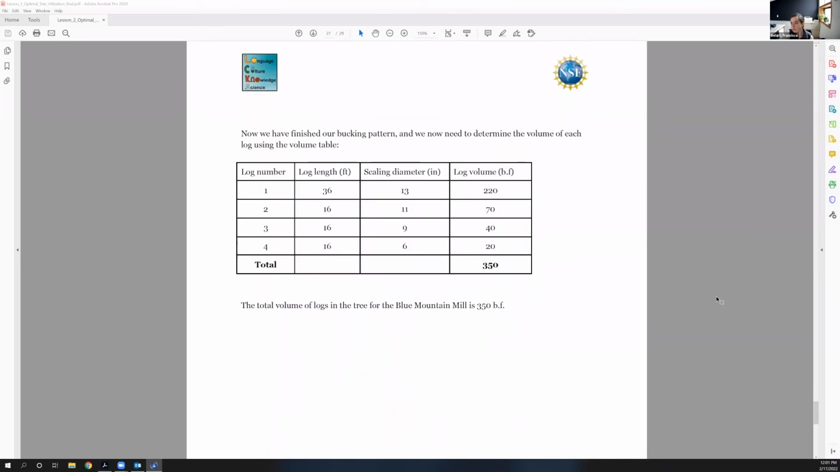So at the very end, we have a table that is summarizing all 4 logs in this particular tree for this particular mill. So we have that the first log on the bottom was a 36-foot log with a scaling diameter of 13 inches. The second log is a small log, 16 foot, with a scaling diameter of 11 inches. The third one is a 16-foot log of 9-inch diameter. And the last one is a 16-foot log of 6 inches in scaling diameter.